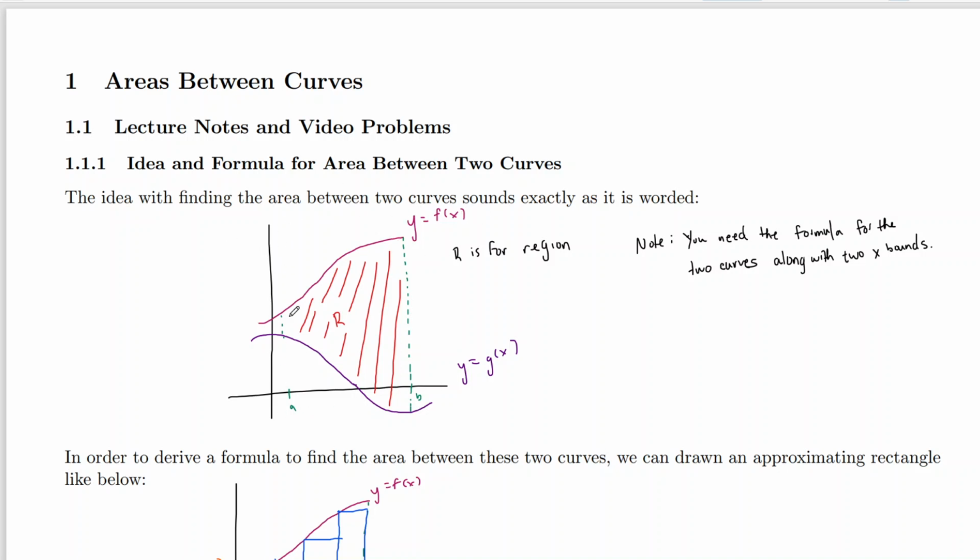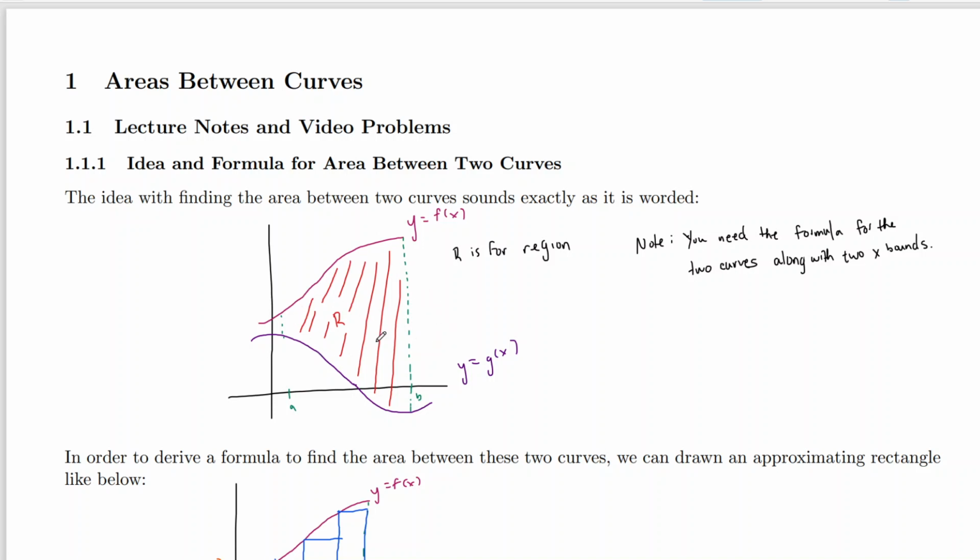Now, this is a setup of a picture of what you would be looking for. If you were asked to find the area between the curves y equals f of x and y equals g of x, y equals f of x is on the top here, y equals g of x is the one below, and we were finding it between x equals a and x equals b. That's what these green dashed lines symbolize: we're cutting off the region we want to find the area of. I use R for region. Some people might use A for area, which is fine, but usually we describe finding the area of the region. And we would want to find this area.